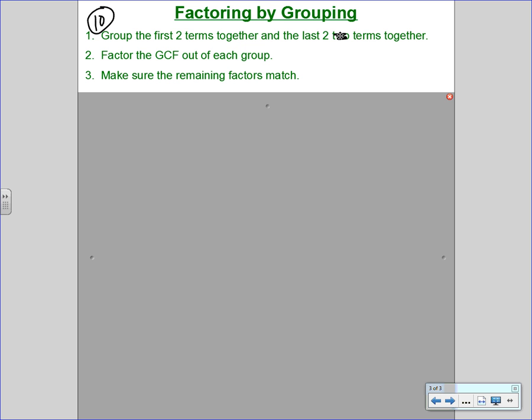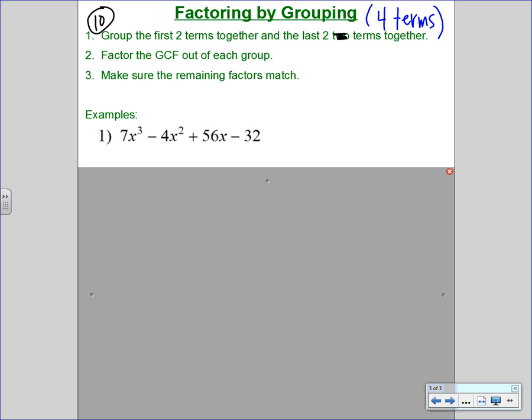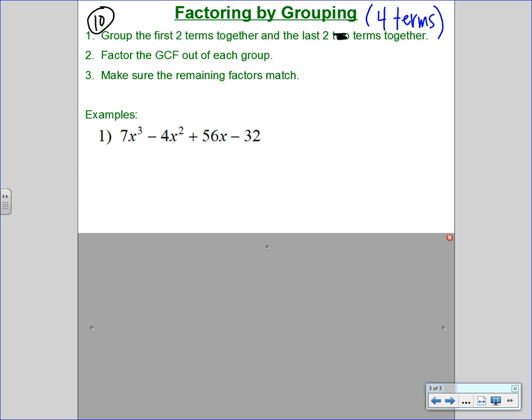So you use factoring by grouping whenever there are 4 terms. Okay? So whenever there are 4 terms, you can factor by separating them into groups. So let's do an example of this. I know, hang in there with me. So we have 7x cubed minus 4x squared plus 56x minus 32.